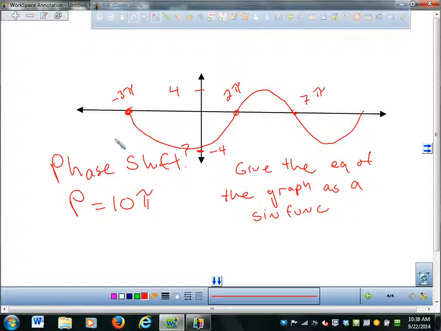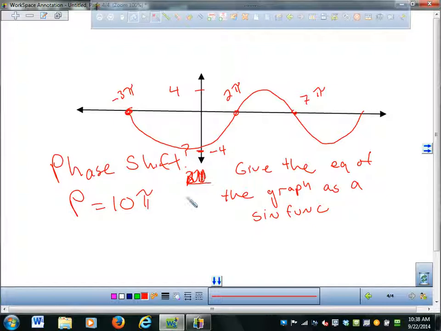Is the start point the phase shift? The start point, no, because, well, how did you know the phase shift was 3? It's moved over 3 pi, okay? But isn't that always the starting point though? Let's say that the phase shift is 3 pi. Yeah, that's how this is starting.